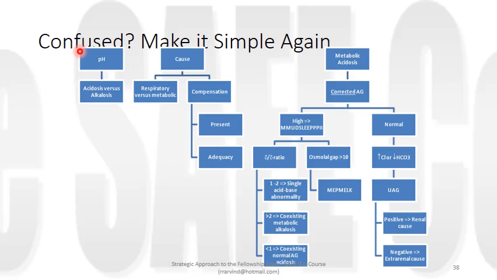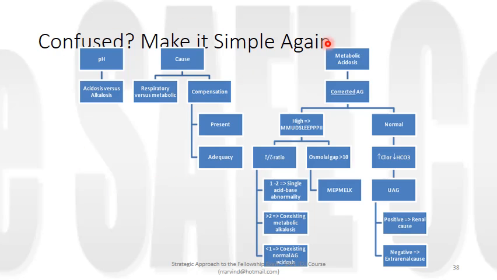So my first step is to look at the pH and determine whether there's an acidosis or an alkalosis. Then I want to know what the cause is, whether it's a respiratory problem or a metabolic problem. And just as an aside, I look at the compensation and decide whether or not it is present, and if it's present, then whether it's adequate or not. Okay, so far it's simple. So this part of it is simple.